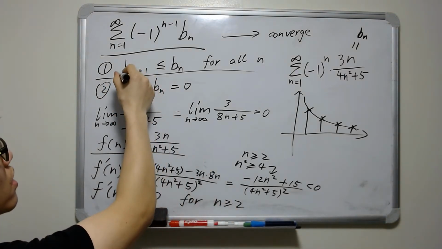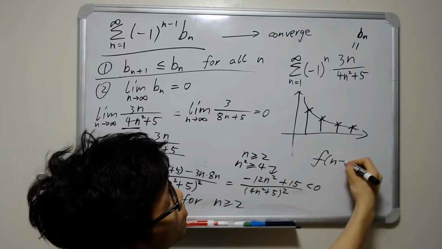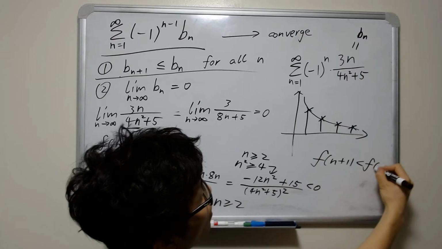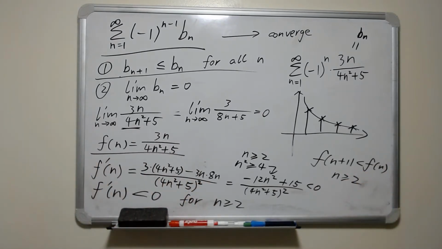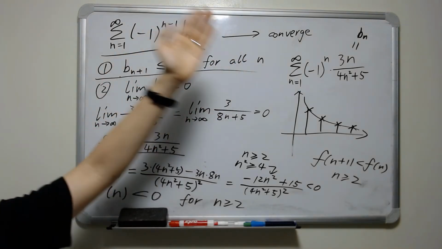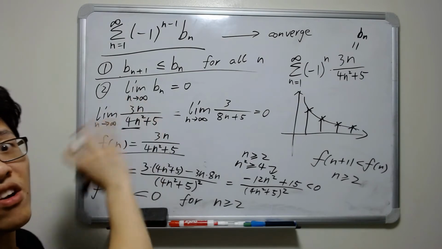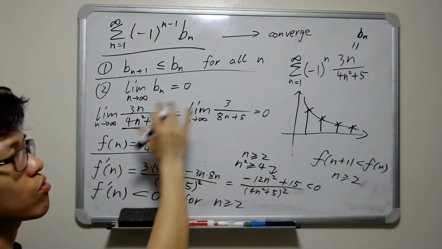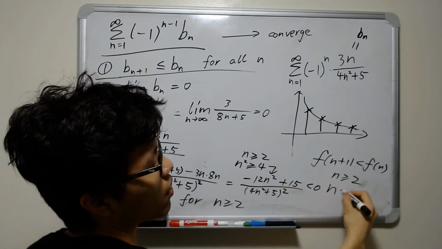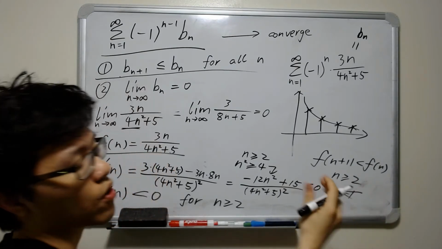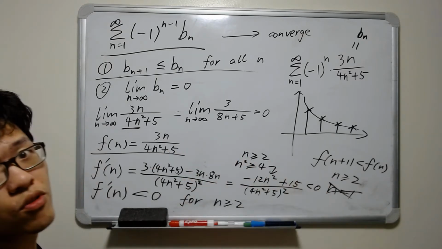So for any n we have f(n+1) is less than f(n), for n greater than or equal to 2. Yeah, because convergence or divergence are properties of a series near infinity, so we can just drop some finite terms before. In this case, I dropped n equals 1. So I just dropped the first term, and then consider the convergence for the rest of the terms.